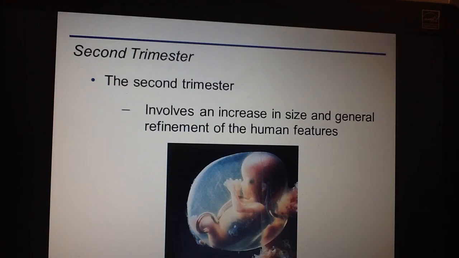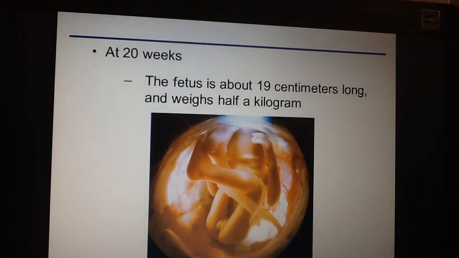Once we're in the second trimester, which is about 3 months in, we're just going to be getting bigger in size, and we're going to start refining those features of a human fetus. This is where it looks less like an alien and more like a baby. At about 20 weeks, this is when they usually do ultrasounds or take pictures of the baby. Usually it is about 19 centimeters long. It weighs only about the size of an almond, but you can start to see it has reproductive structures.